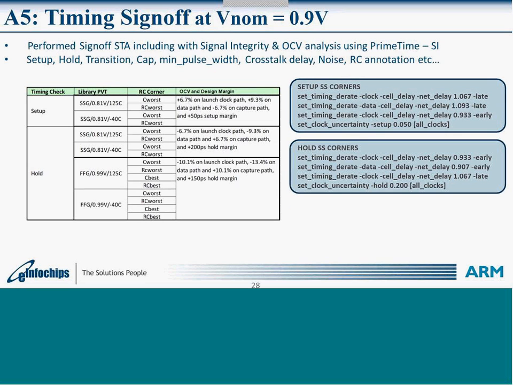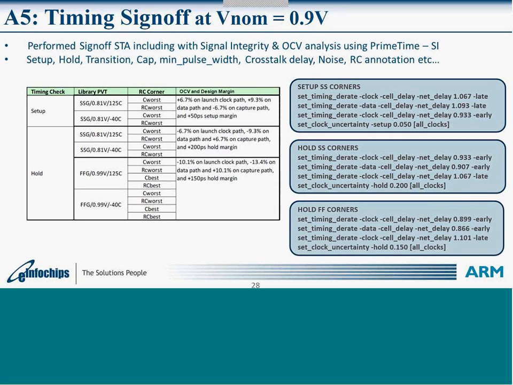Looking at the right side, for the first one, the setup SS corner, we have added these switches in our SDC to take care of this OCV timing. You can see the hold SS corners, these are the commands we have used, and for hold FF corners, these are the commands we have used. For hold we have used the uncertainty as 150 as per these derating factors.